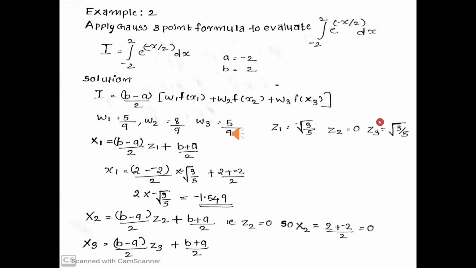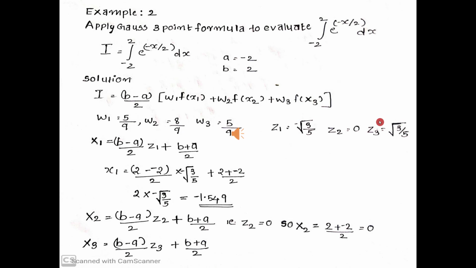We know that our general solution is I equal to (b minus a) by 2 into w1 f of x1 plus w2 f of x2 plus w3 f of x3. We know w1 equal to 5 by 9, w2 equal to 8 by 9, w3 equal to 5 by 9, z1 equal to minus root of 3 by 5, z2 equal to 0, z3 equal to root of 3 by 5. These values are constant in every 3-point problem.